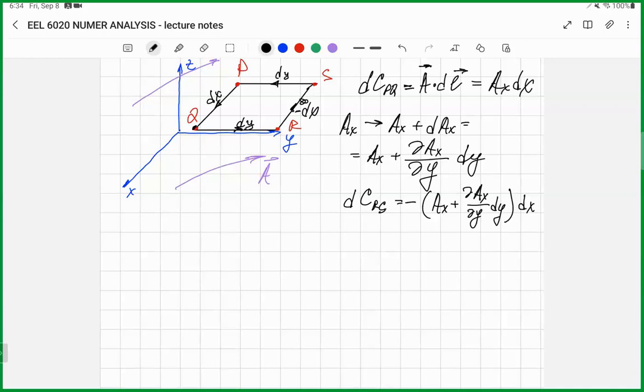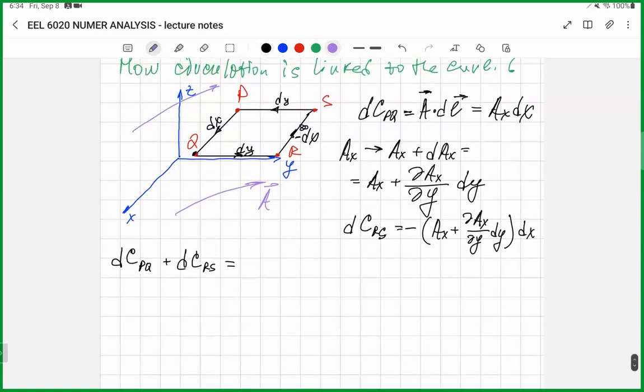So the sum of these two circulations, dCPQ plus dCRS, is equal to, so I take the sum of this one and this one. These two Ax dx terms, here and here, come with opposite signs, so they cancel out. And what is left is minus dAx over dy dx dy.